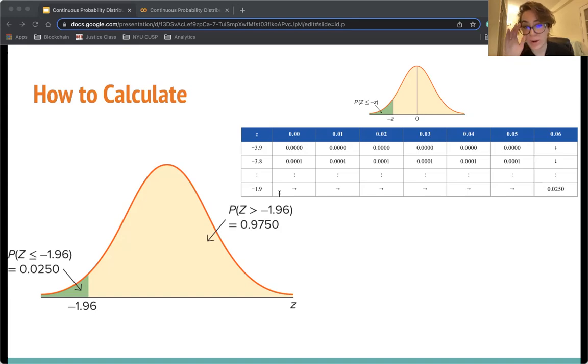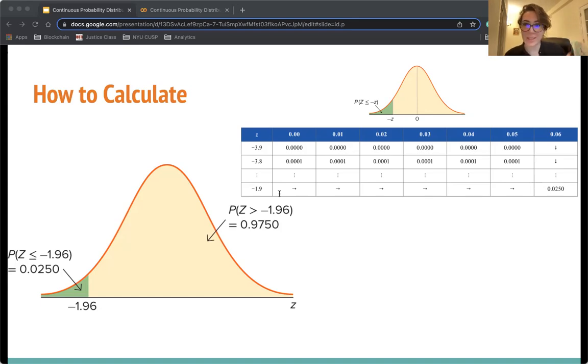So similar to our last example, to calculate the area on the right side of this, if we wanted to take that other side of the pie, we could just subtract this probability of 0.0250 from 1 to know the probability of seeing anything that's greater than this negative 1.96.